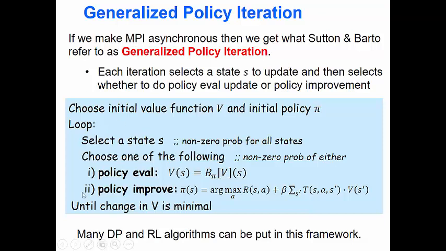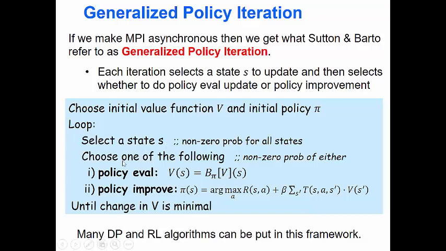So this is just going to do a loop. This maintains both a value function and a policy. So you're going to start with both a value function and a policy. And then you select a state S, right? Just at random, we'll say. So you have to make sure you select all the states, like infinitely often if you were to run this for infinite time.